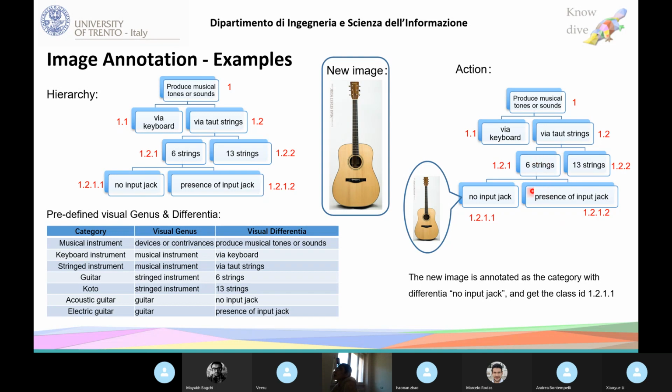We ask if they have 6 strings. The answer is yes, then we go down, and also ask if it has no input jack. The answer is yes. So this is the category the new image belongs to. The annotator will put the new image here, and this label, 1.2.1.1, is the label of the new image. This is an example of the image labeling process.